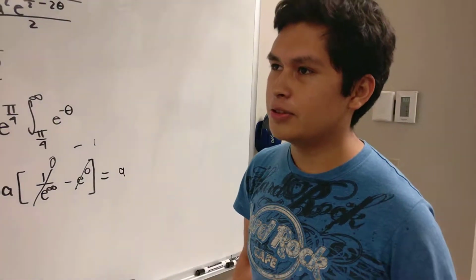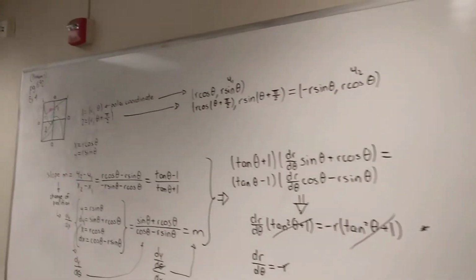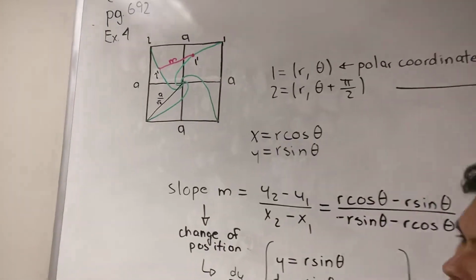So that's the result. The bugs are going to have to walk a distance equal to the length of one of the sides of the square to meet each other at the center.